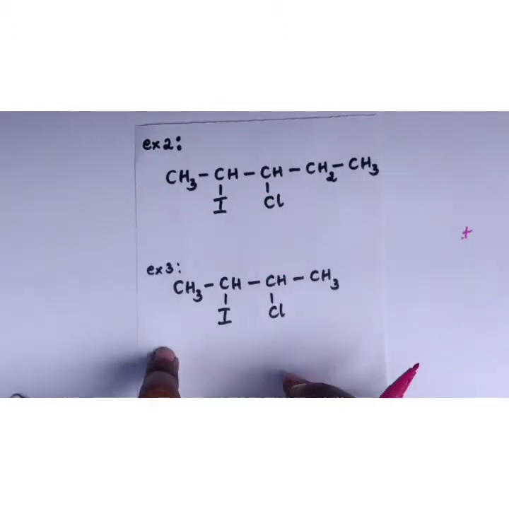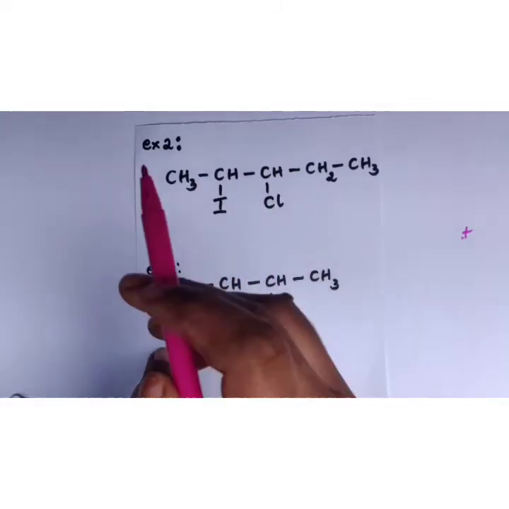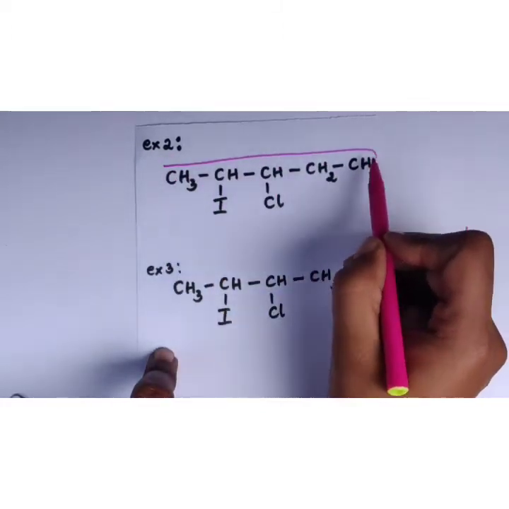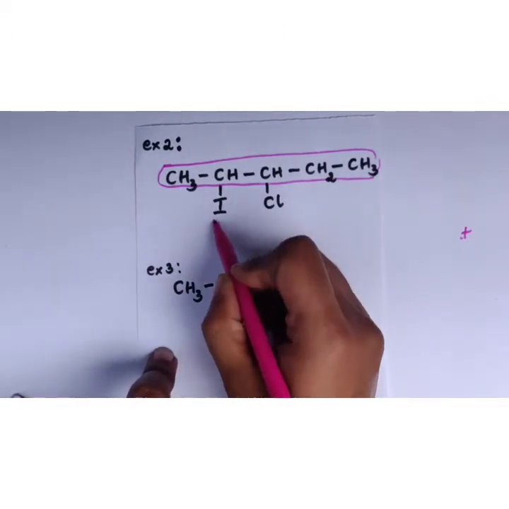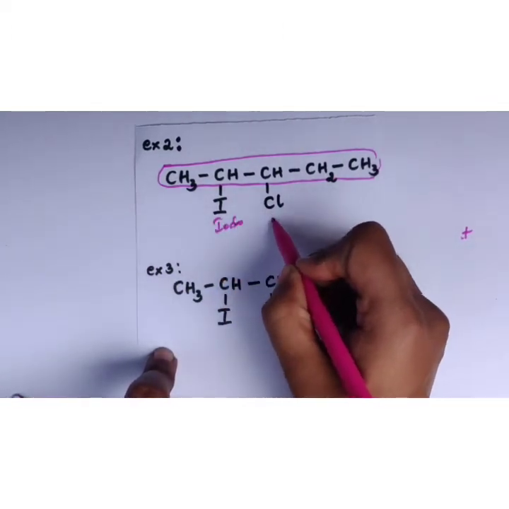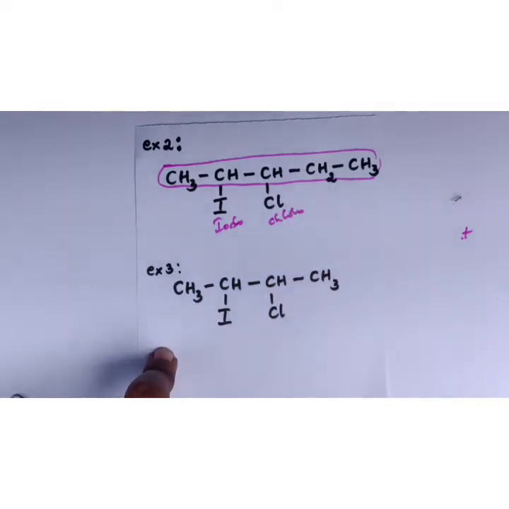Next example. Iodo is present and chloro is present. I'm going to select the parent chain. Parent chain is selected. Iodo is there and chloro is there. So first decide which one comes in alphabetical order. So chloro comes first in alphabetical order.